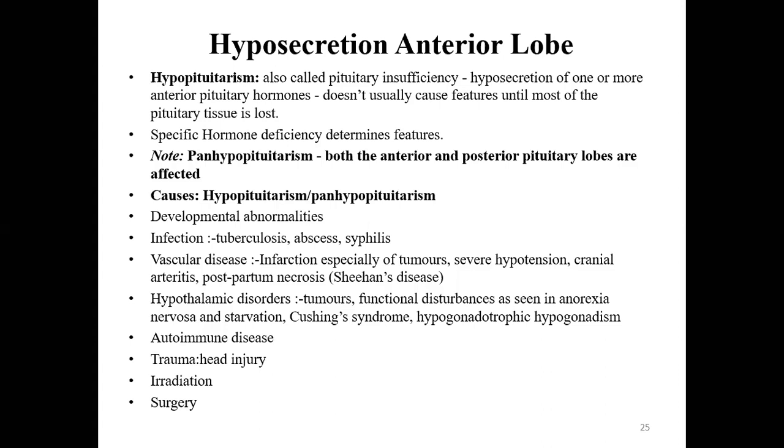There's a condition we call Sheehan's disease, which is postpartum necrosis. So sometimes after birth, you notice that the woman will lose a lot of blood, we call it postpartum hemorrhage. They are losing a lot of blood after giving birth, and that will cause shock. And because of the shock, not enough blood gets to the pituitary gland and it starts dying.